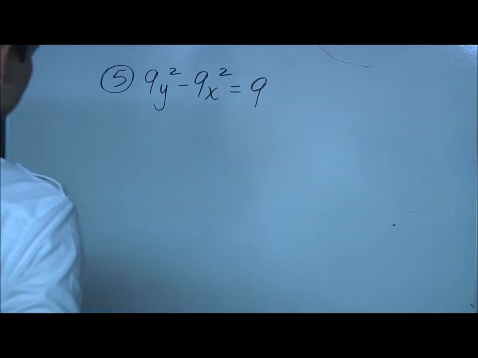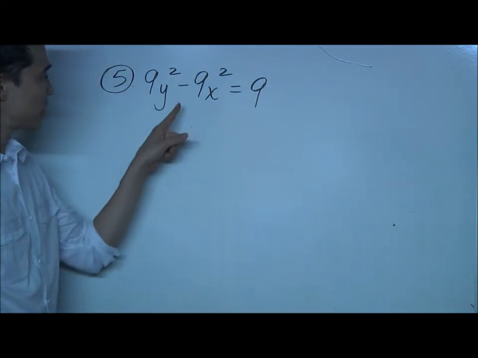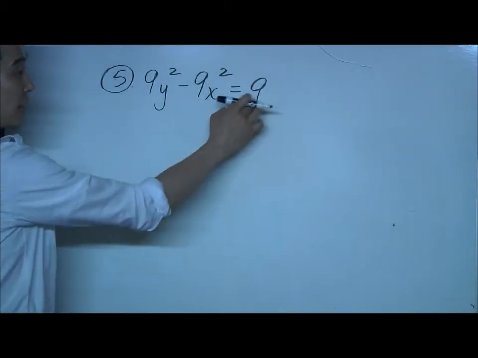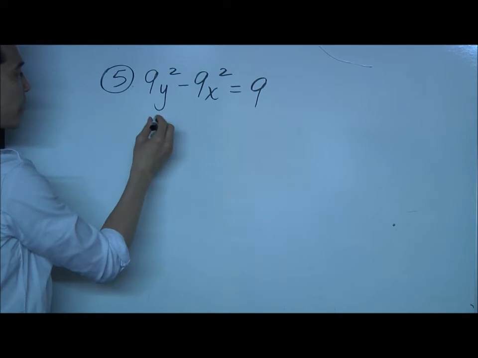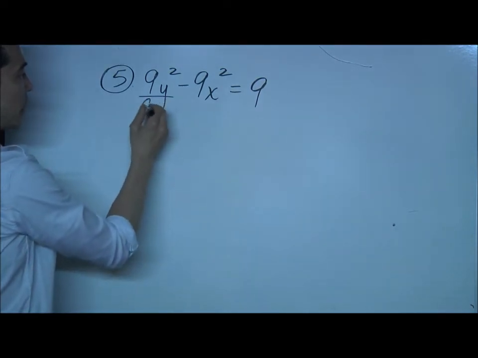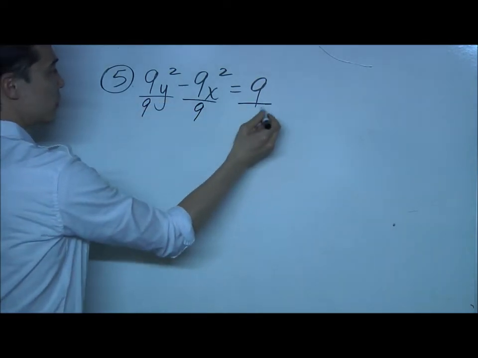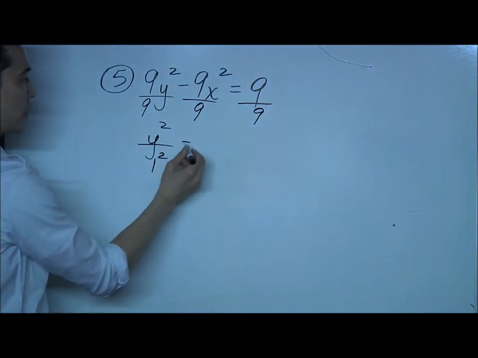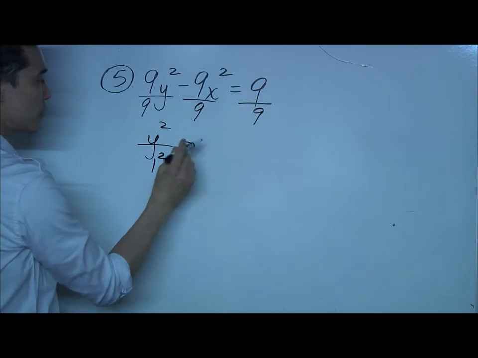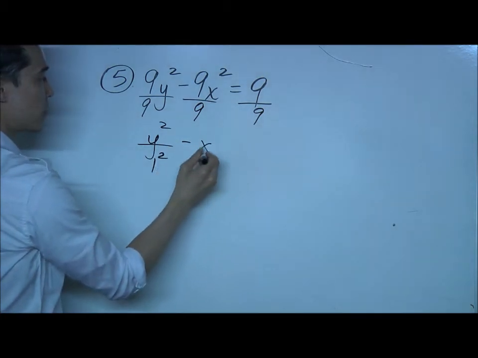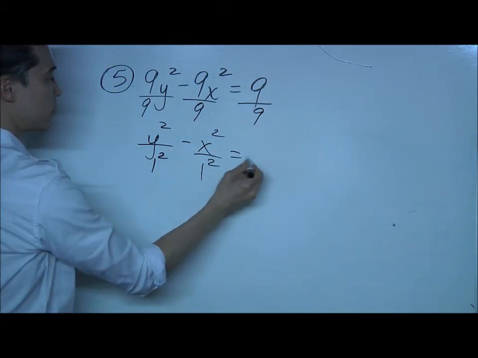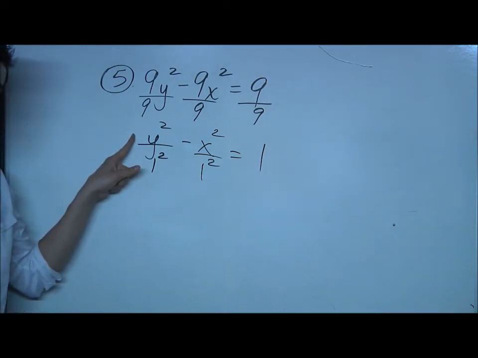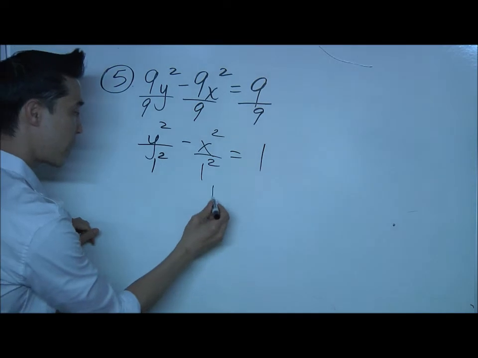Okay, number 5 here. Again, you have a positive y squared and a negative x squared, so this is going to be back to a hyperbola. I need to get a 1 over here, so I'm going to divide everything by 9. Well, that's going to produce a 1 everywhere. So let's see, we'll get y squared over 1 squared. Oh, I'm sorry, minus, that's a minus, x squared over 1 squared equals 1. Okay? So again, you've got to go with the positive one. So this is going to have intercepts on the y-axis.